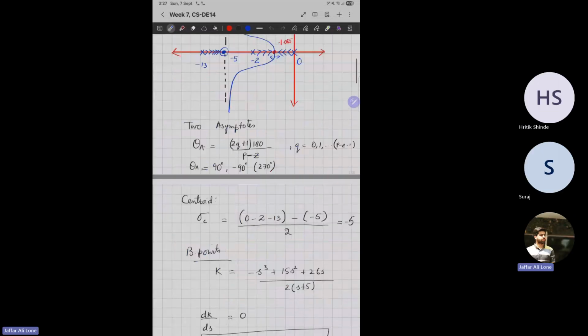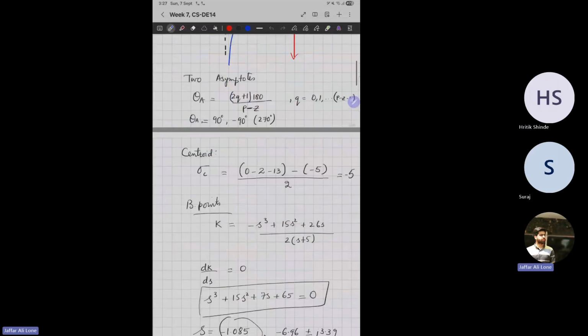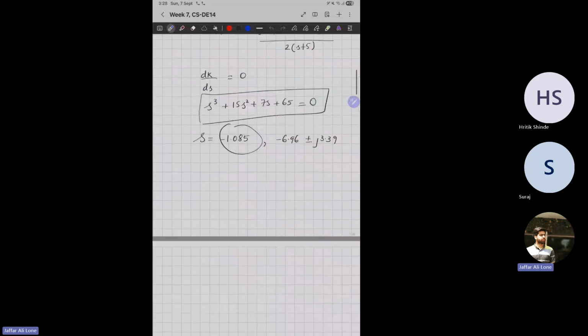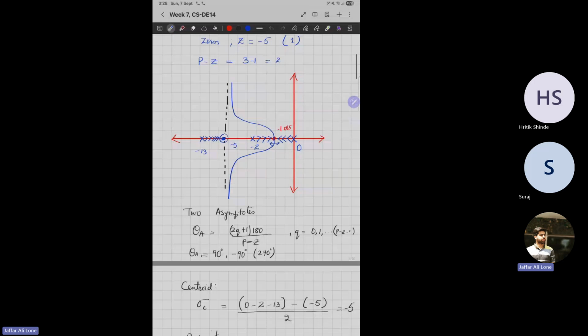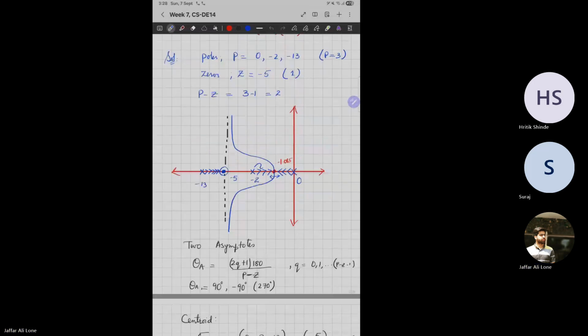Okay, so this is one question. Now we will move forward and see angle of arrival and angle of departure. In this question, if you see any pole, for example this -2 or this 0, there are two directions for this pole on the real axis. Either it can go in the right direction or the left direction if this is a valid root locus, and then it will go to infinity.